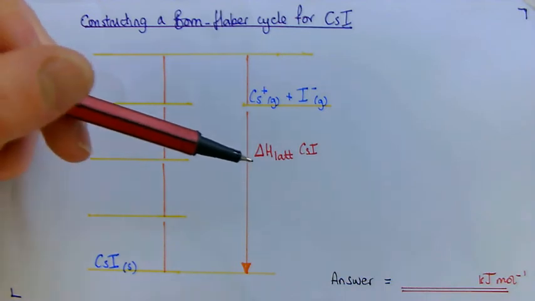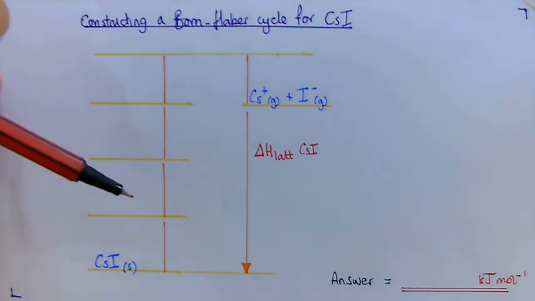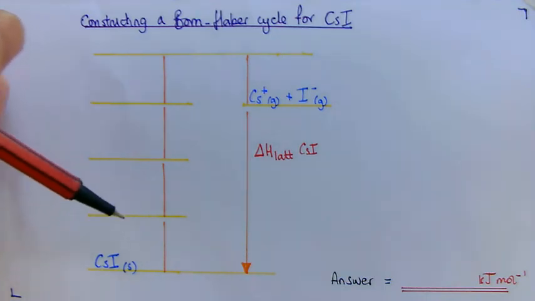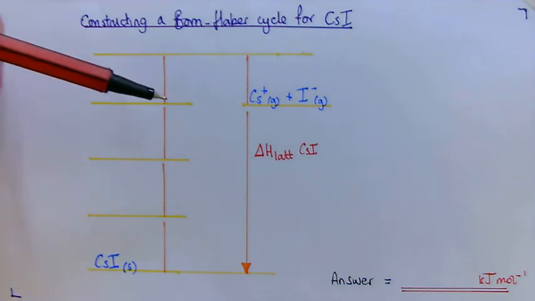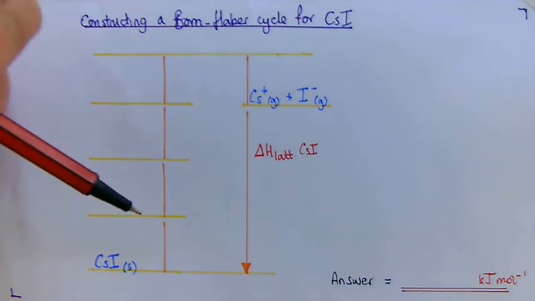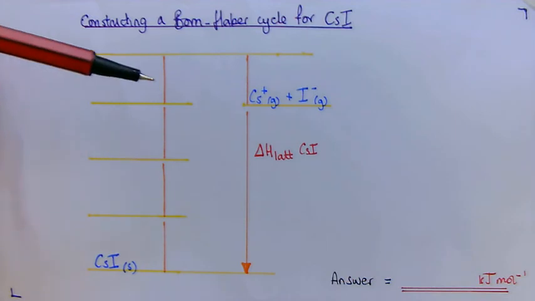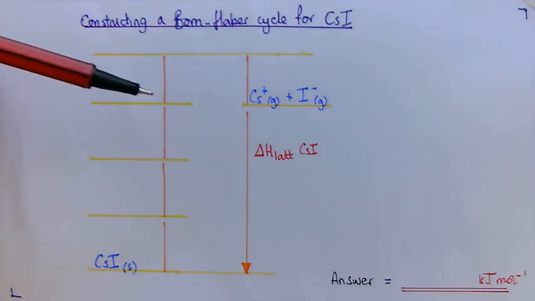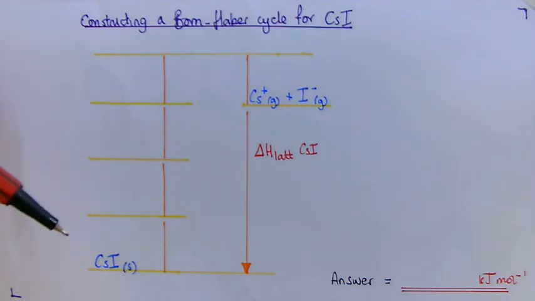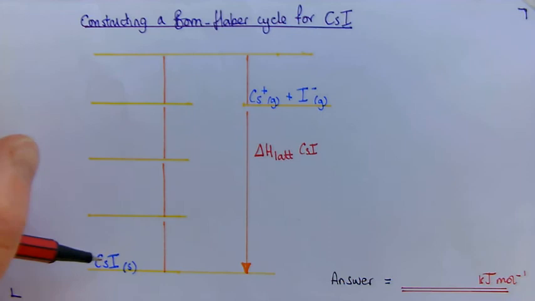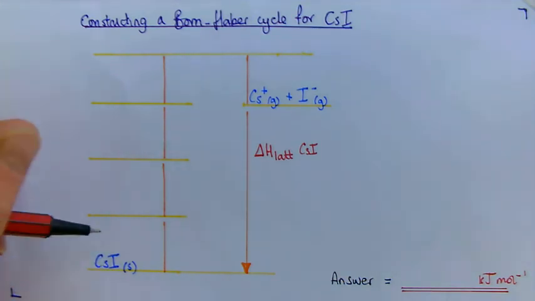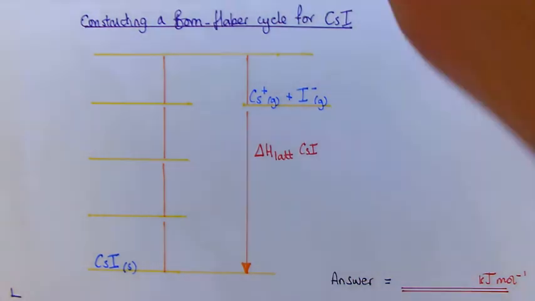And we can get this data by working out all of the different steps involved in turning the compound into a gas and ionizing each species. So let's have a look at how we construct this. Starting off with cesium iodide, a solid ionic compound, on the bottom, we're going to look at the enthalpy change of formation of that.